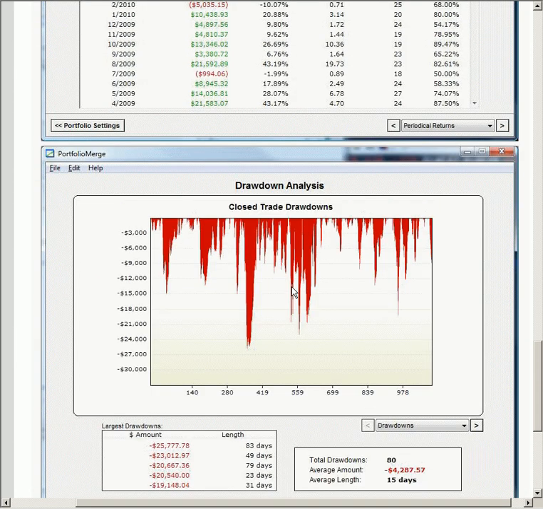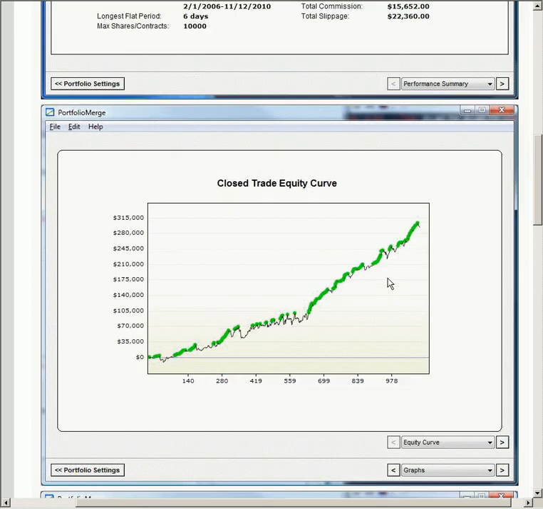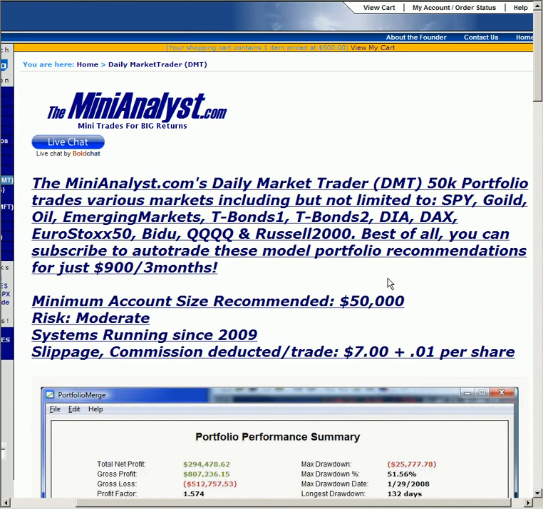Also lesser drawdowns, beautiful systems. These are performing beautifully.